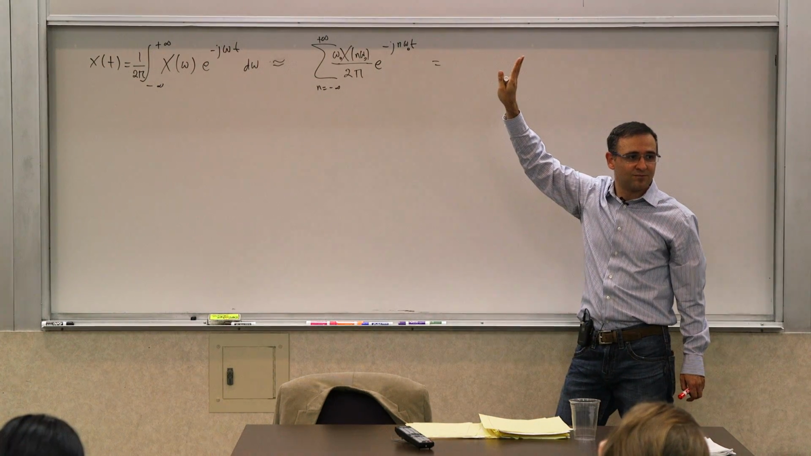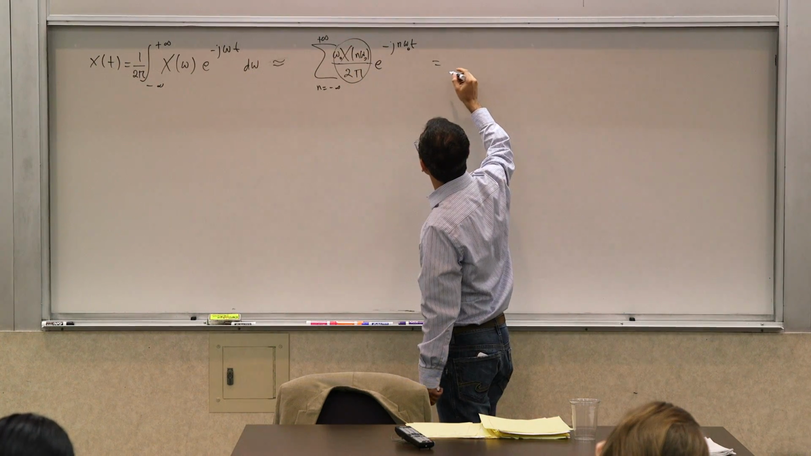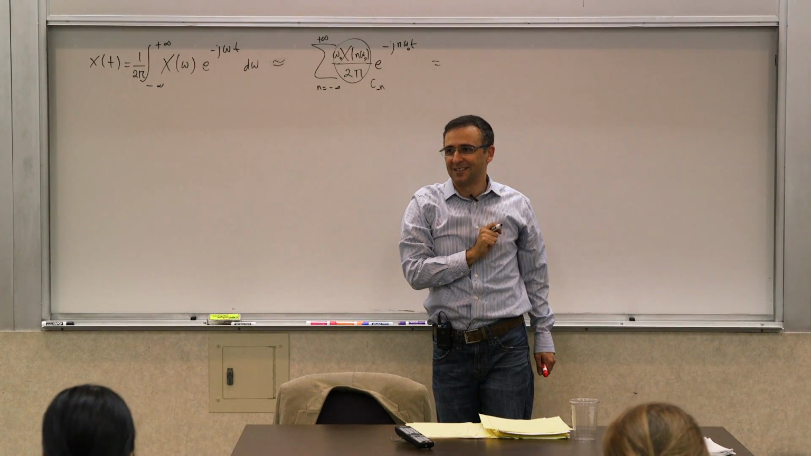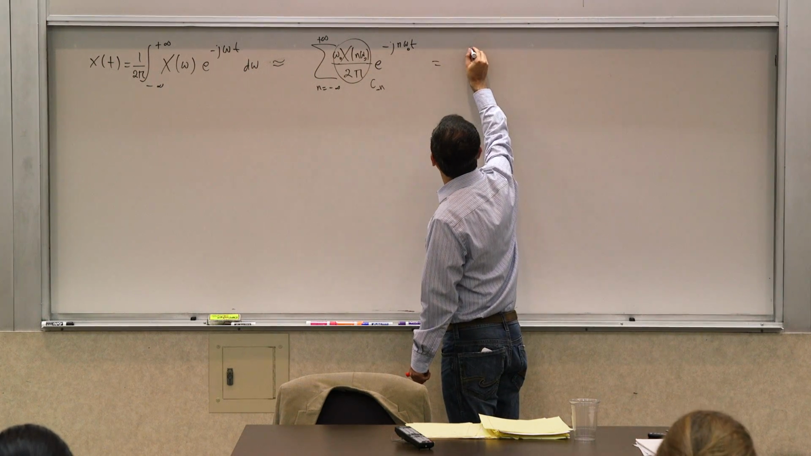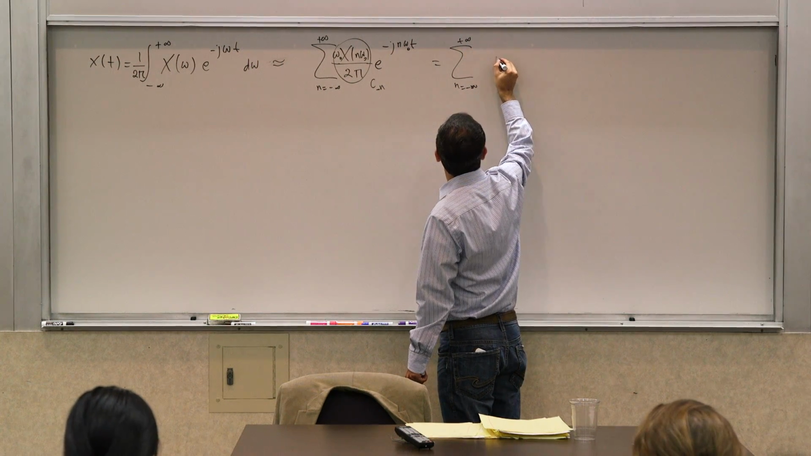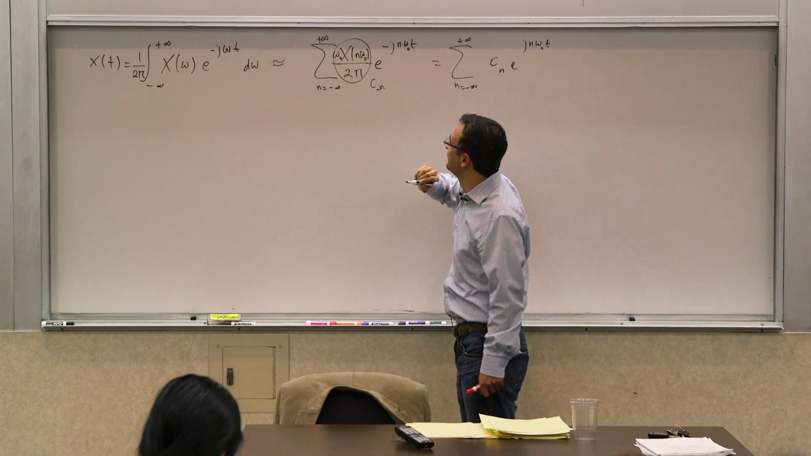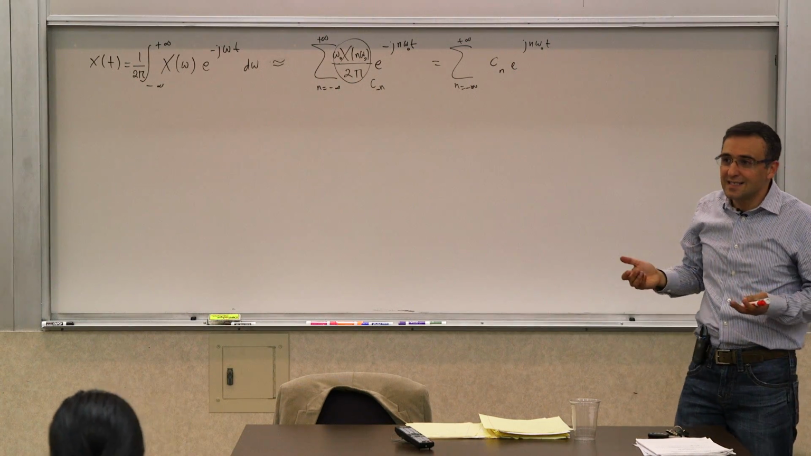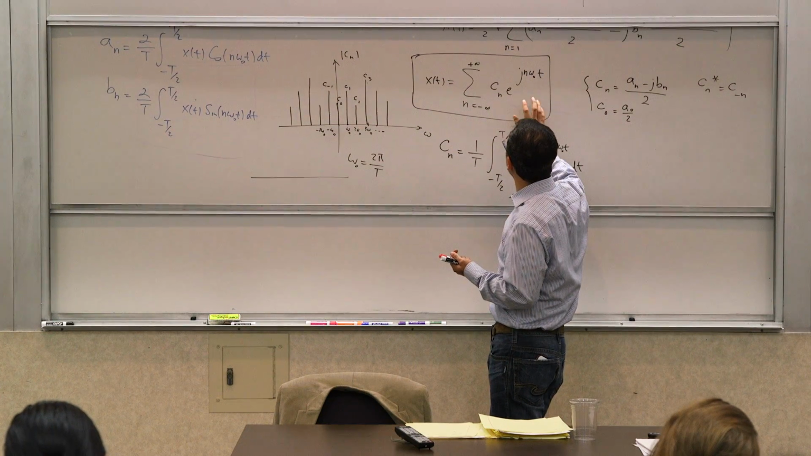So that was okay. And doesn't it look like that? If I just call this Cn, or if you want to be more accurate, I can call this C negative n, then this sum becomes just Cn e to the jn omega naught t. Right? So you can see that in a special case, it really reduces to what you had before, which was this, which was correct.